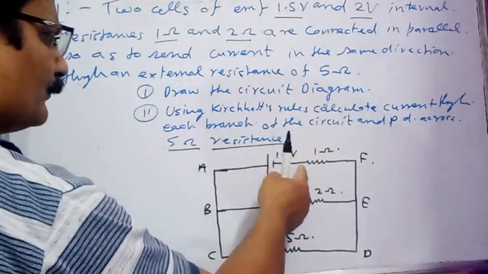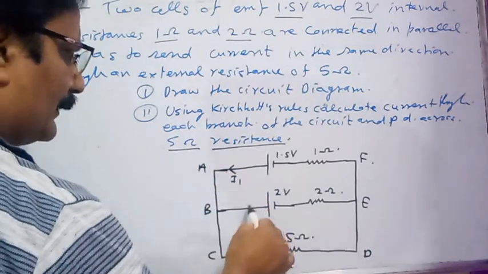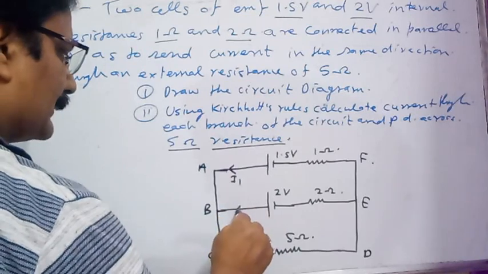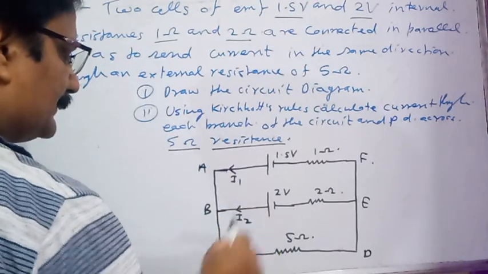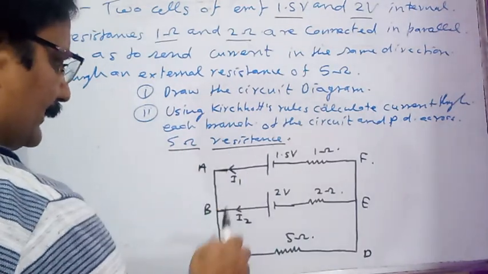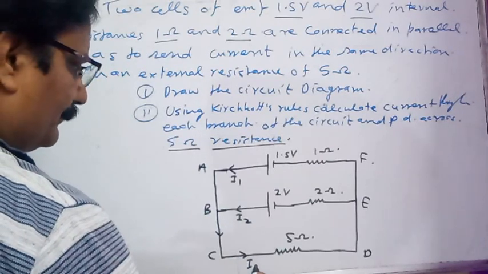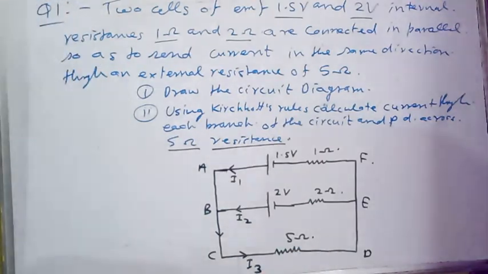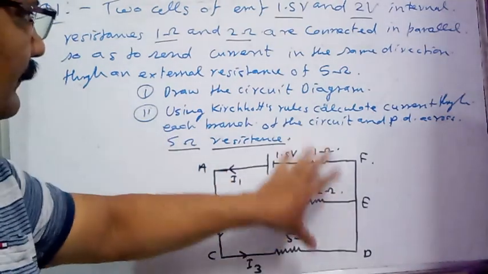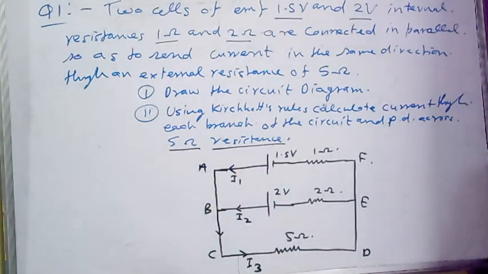What is going to be the current due to the first cell? Suppose this current is I1. The current due to the second cell, from its positive terminal, the direction of current I2 is going to be this. Suppose current I3. The combined current of I1 and I2, that is I3, is flowing through the 5 ohm resistance. So this would be the network. Now this is the answer for the first part of the question. Draw the circuit diagram. The circuit diagram is like this.